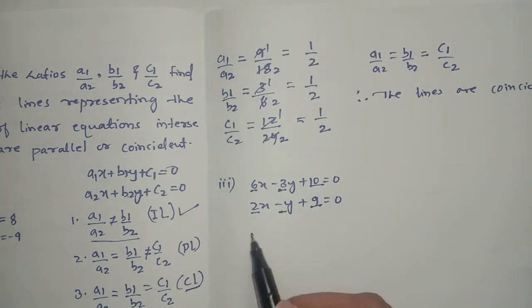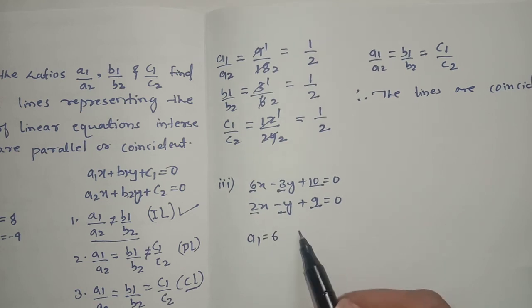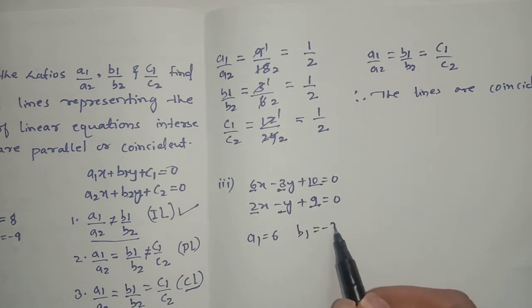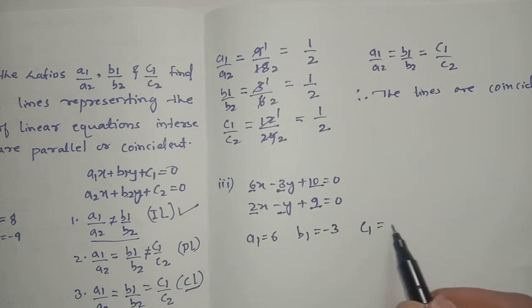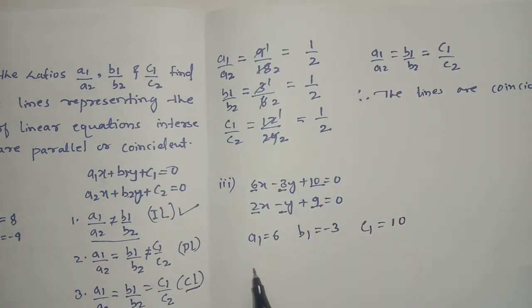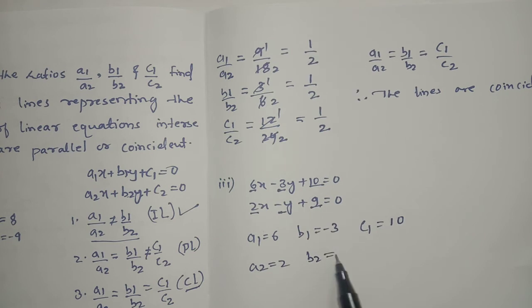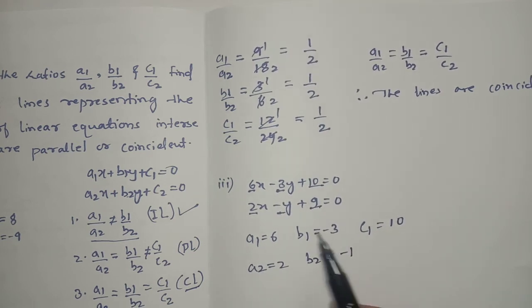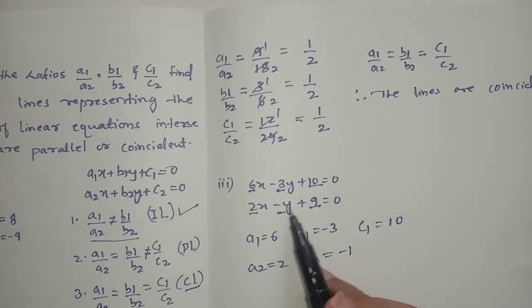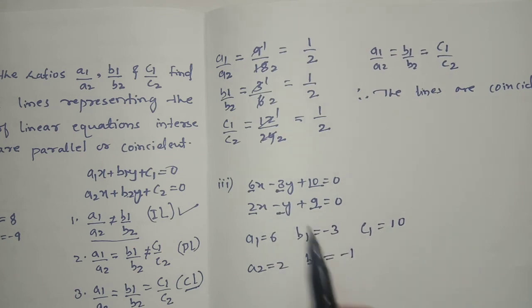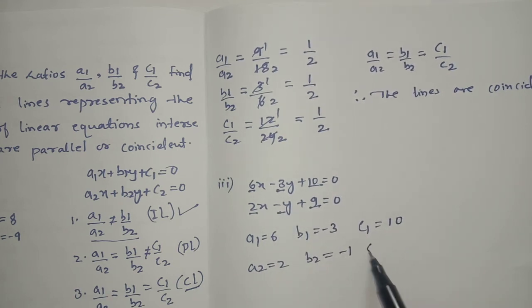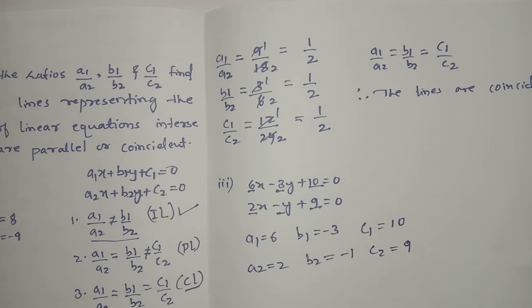Now third question. This is a1, this is b1, this is c1, this is a2, minus 1 is b2 and this is c2. a1 is equal to 6, b1 is equal to minus 3 and c1 is equal to 10. a2 is equal to 2, b2 is equal to minus 1, coefficient of y is minus 1, and c2 is 9.